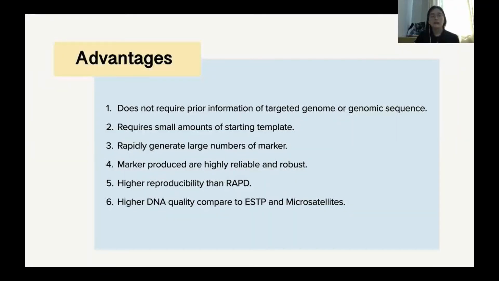Next, AFLP only requires a small amount of starting template as it is easily multiplexed. It also rapidly generates a large number of markers, and the markers produced are highly reliable and robust. This means the markers produced are unaffected by small variation during the amplification process. AFLP has higher reproducibility than RAPD, and finally, the DNA quality produced by AFLP is said to be higher compared to ESTP and microsatellites.